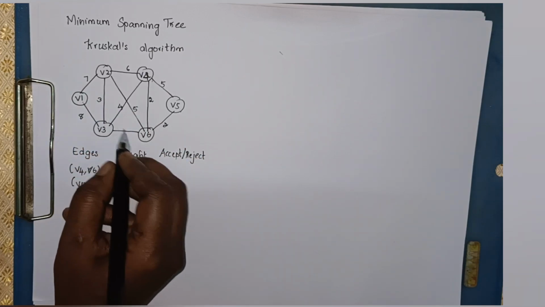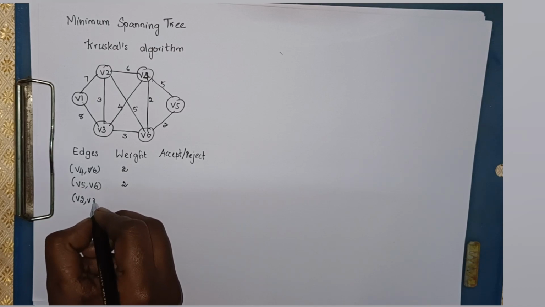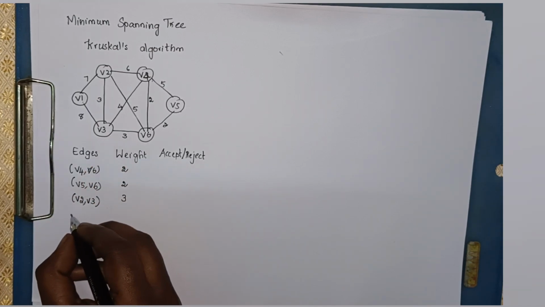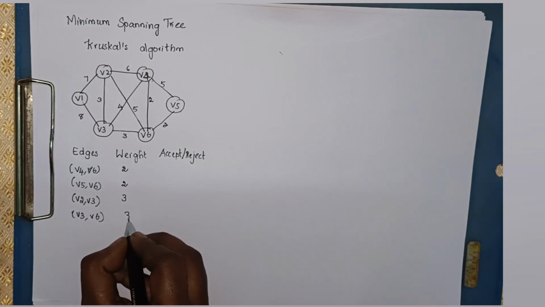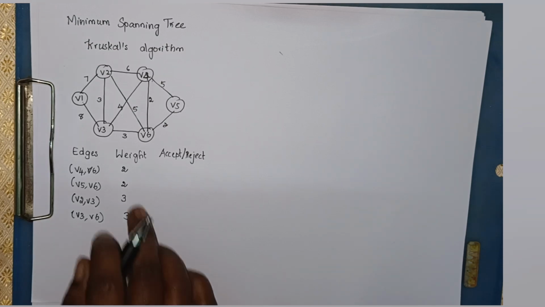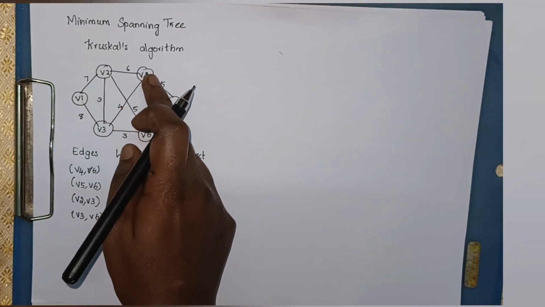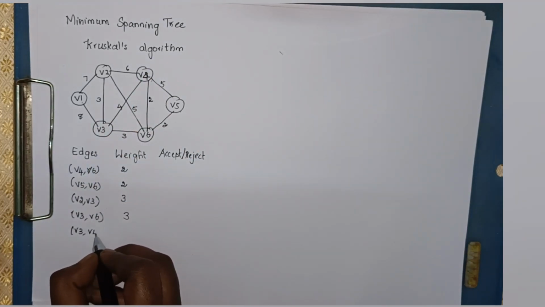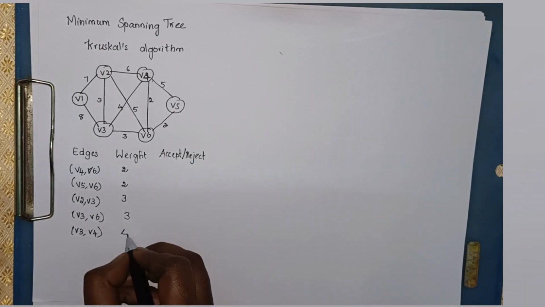The next minimum is 3. There are 2 3s here, so you can select in any order. V2 to V3 I am selecting first, weightage 3. V3 to V6, weightage 3. 2 is over, 3 is over. Next is a 4. V3 to V4, the weightage is 4.